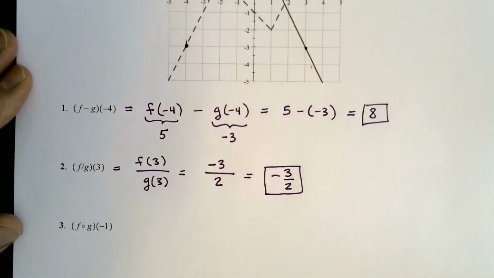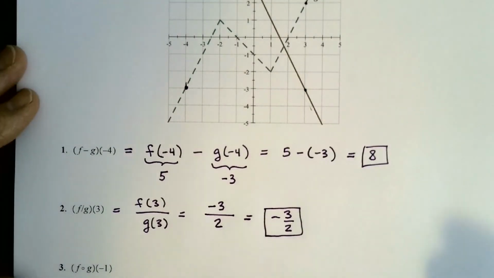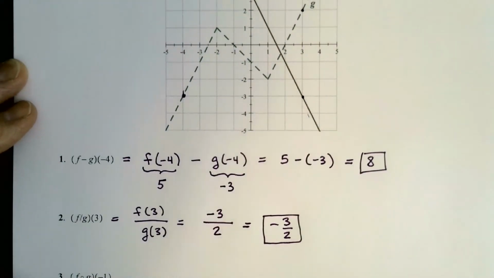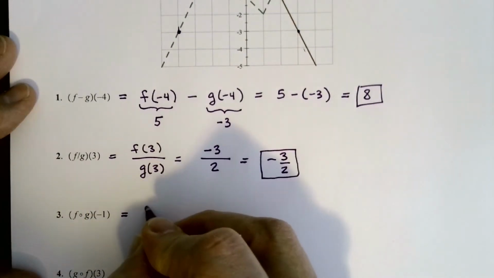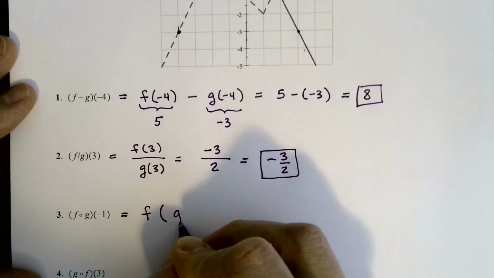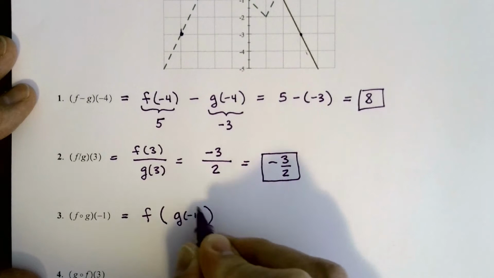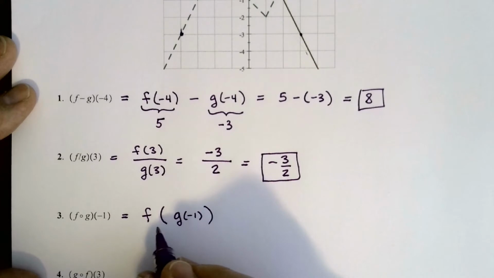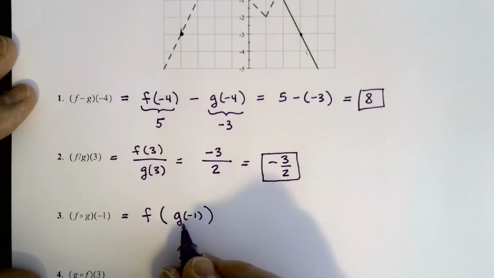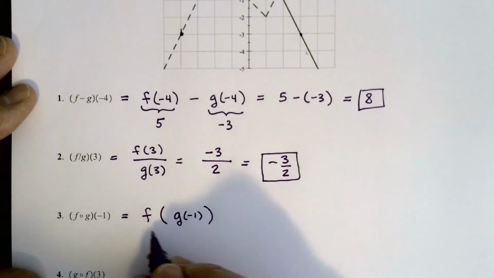Okay, so you get the idea behind combinations. For f plus g, we would be adding the outputs. For f times g, we would be multiplying the outputs, and so on. What about compositions? What does it mean, f circle g of negative 1? That's f of g of negative 1. Now what we have to do here is first figure out the output of the function g. So first we take negative 1 and plug it into g. This is not multiplication, remember, not f times g. I need to find the output of g at negative 1, and then plug that into f and find the output.